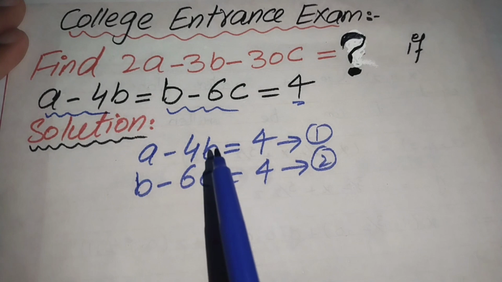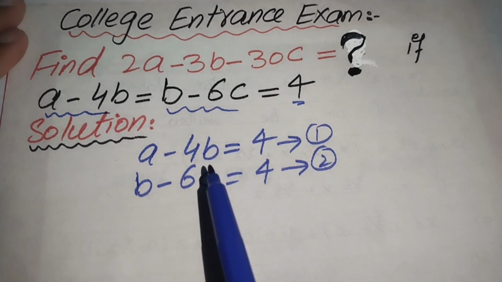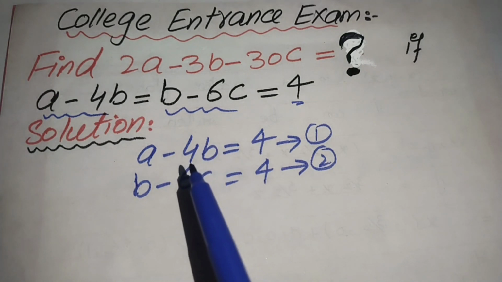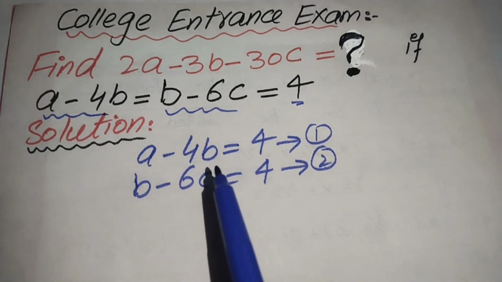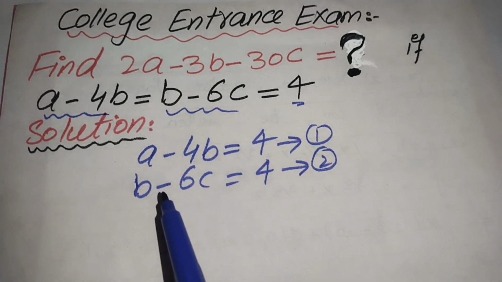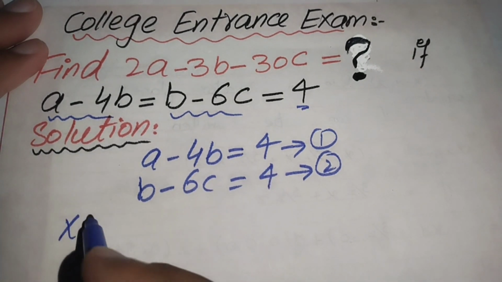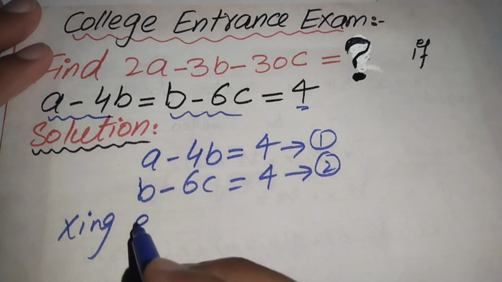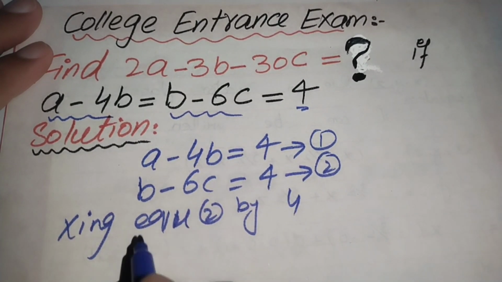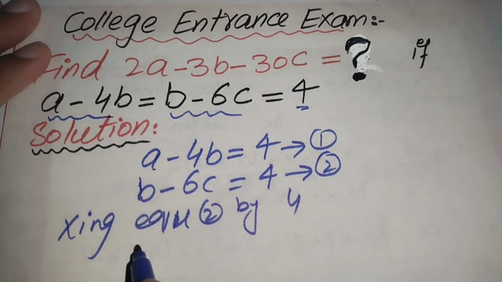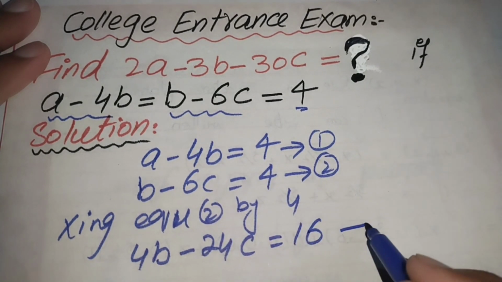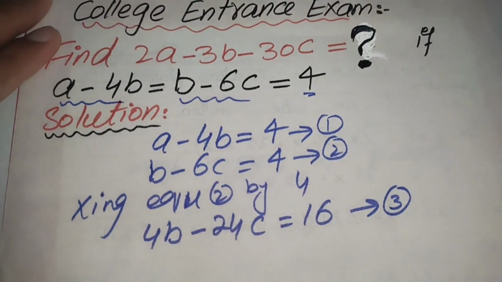Also we see that these two expressions involve the variable b, so we make the coefficients of the variable b in both equations the same. In equation number 1 the coefficient of b is 4, and in equation number 2 we make the coefficient of b 4. To do so, we multiply equation number 2 by 4, and we will obtain 4b minus 24c is equal to 16, and we will name this equation as equation number 3.